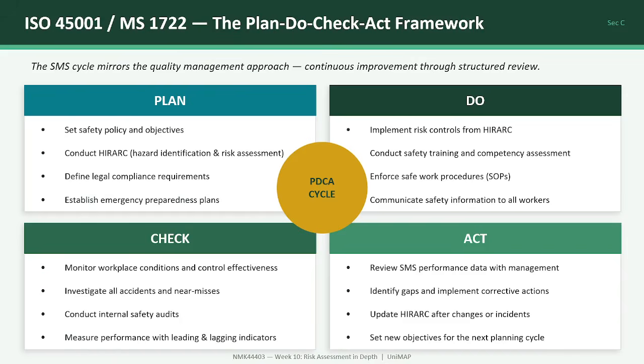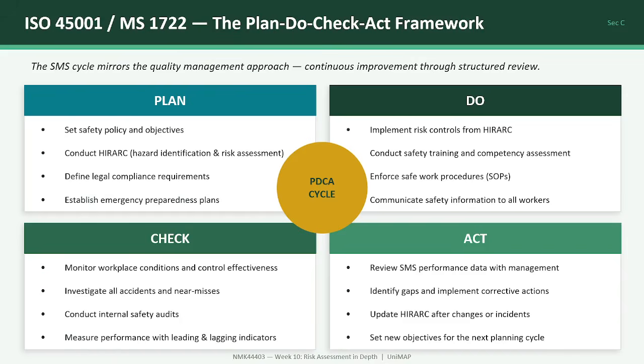Do. The plan is implemented. Risk controls identified in hierarchy are physically installed, implemented, and enforced. Workers are trained on the controls and on their responsibilities. Safe work procedures, the SOPs, are written, distributed, and followed. Safety information is communicated to all workers, not just supervisors.